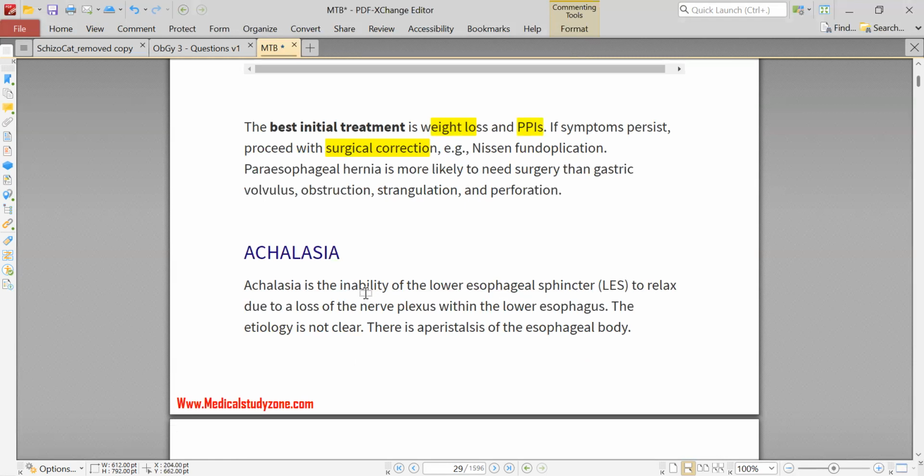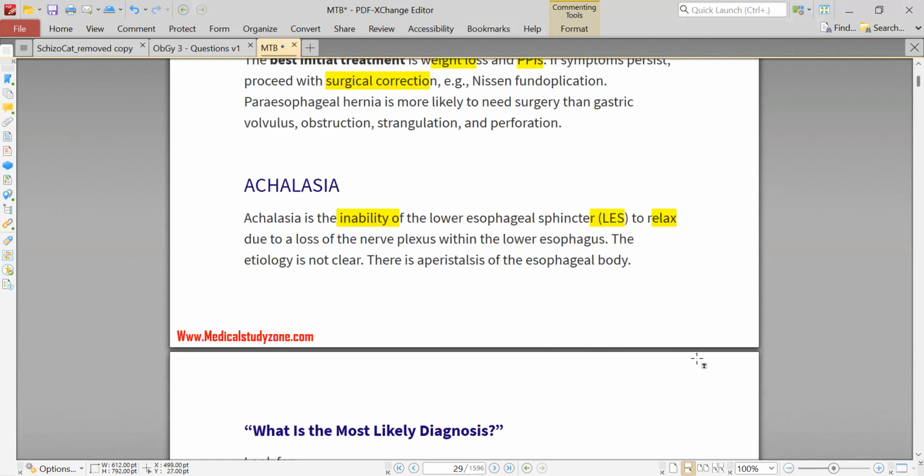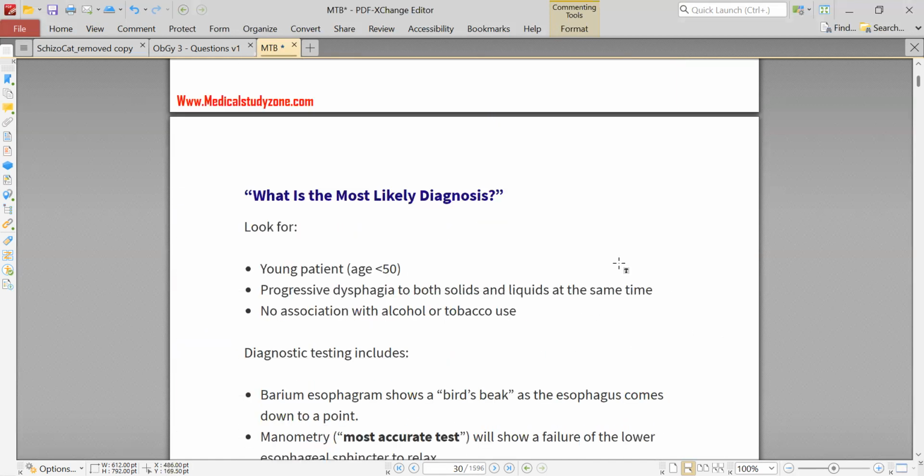Achalasia. What is achalasia? It is the inability of the lower esophageal sphincter to relax. This is due to the loss of the nerve plexus of the lower esophagus. The etiology is actually not clear. It is actually aperistalsis, that means there is no peristalsis in the lower part of the esophagus.